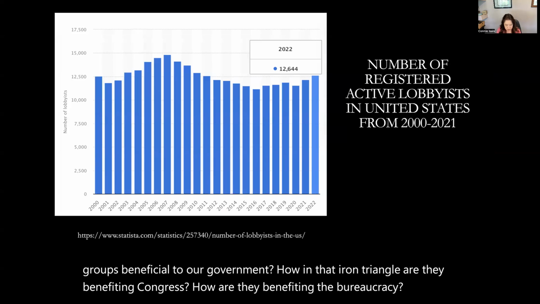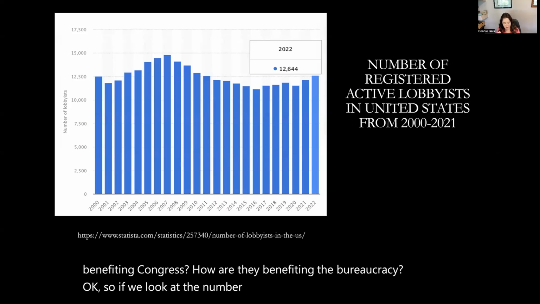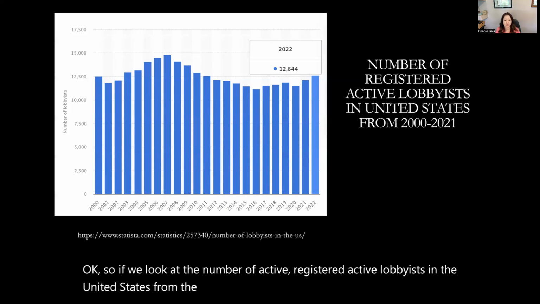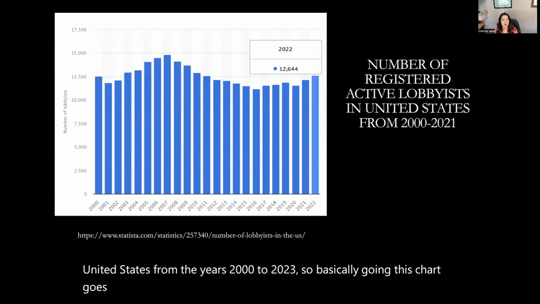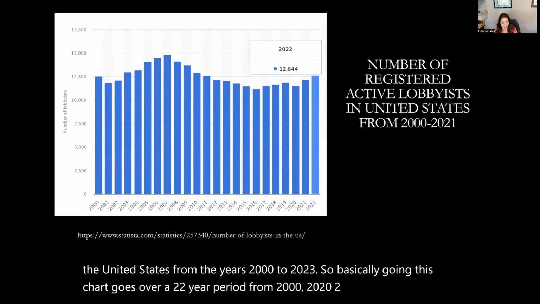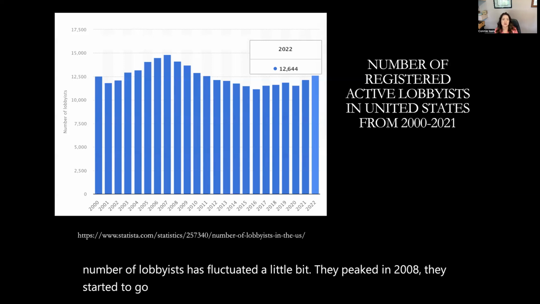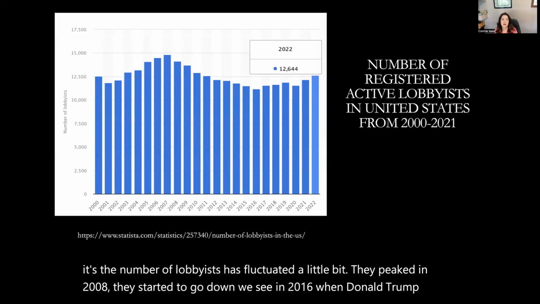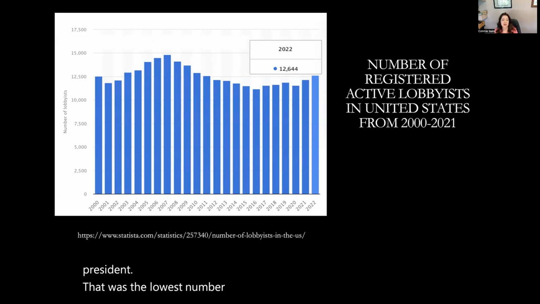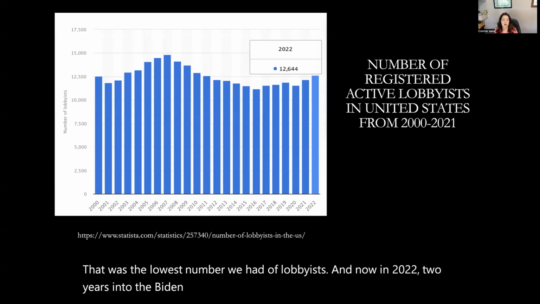Okay, so if we look at the number of registered active lobbyists in the United States from the years 2000 to 2023, basically this chart goes over a 22-year period from 2000 to 2022, sorry. We see that the number of lobbyists has fluctuated a little bit. They peaked in 2008. They started to go down. We see in 2016 when Donald Trump was elected president, that was the lowest number we had of lobbyists. And now in 2022, 2 years into the Biden administration, the numbers are starting to creep back up.